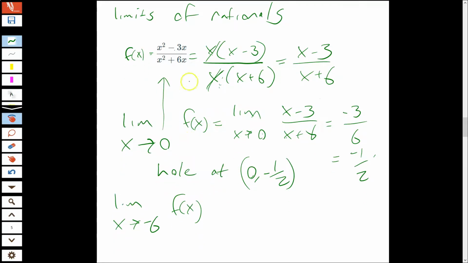Now notice -6 did not cancel here, or rather x plus 6 did not cancel here. So this is still equal to the limit of f of x as x approaches -6, or x minus 3 over x plus 6 as x approaches -6. That didn't really get us anywhere, right? Let's remind ourselves what the graph looked like.